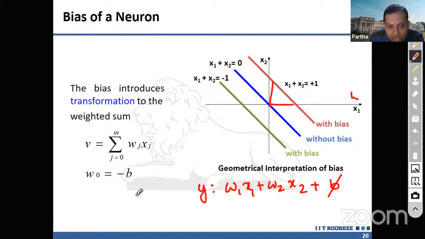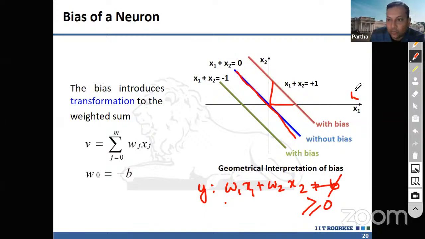So if you have this equation y = w1x1 + w2x2, how will I separate the data? I will say w1x1 + w2x2 is greater than or equal to 0, or less than or equal to 0. Then this equation will always pass through the origin, and we cannot add any other values. The separator is always through the origin.